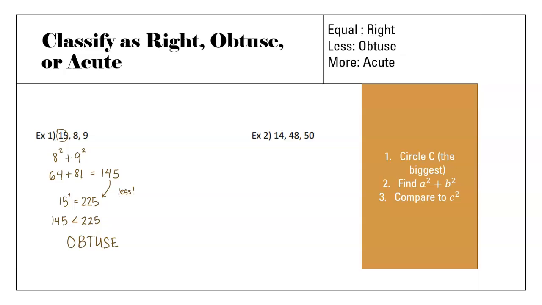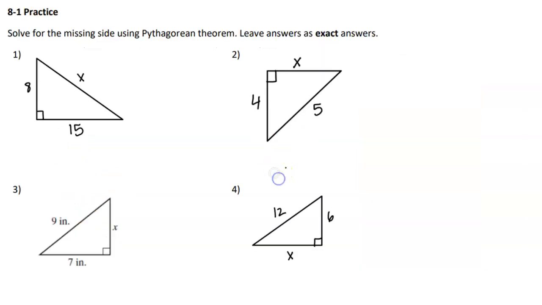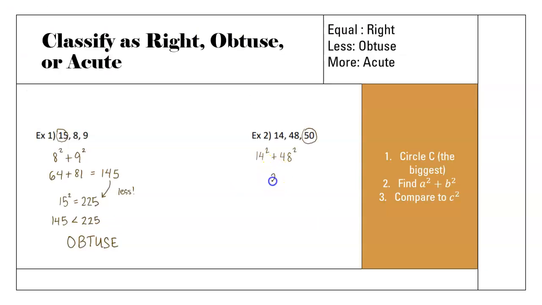Okay. If I look at example 2, the biggest number is 50. So I'm going to do 14 squared plus 48 squared, and I'm going to grab a calculator for that because I don't know those numbers off the top of my head. I get 2,500 when I do that math.